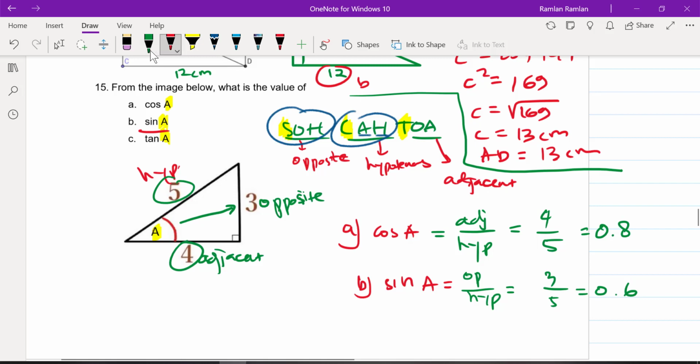Okay, last one, number 15. That will be the tangent of A. So we're going to use this one, right? TOA. O is for opposite, and A is for adjacent. So that will be equal to opposite over adjacent. And we know that the opposite is 3, this one, right? That will be just 3. And then we know that the adjacent is 4. That will be just 3 over 4, or 0.75.